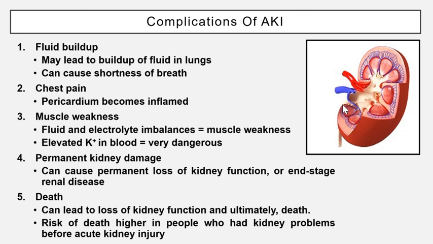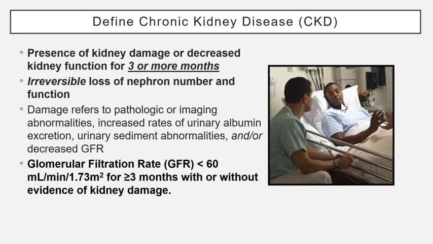But yeah, so your acute kidney disease can progress to chronic kidney disease, and this is even more dangerous. Acute kidney disease is bad, don't get me wrong, but it's usually recoverable from. Chronic kidney disease is a much more severe problem. This is where you have kidney damage for long term, 3 or more months, and you have irreversible loss of nephron number and function. So you cannot recover from this.